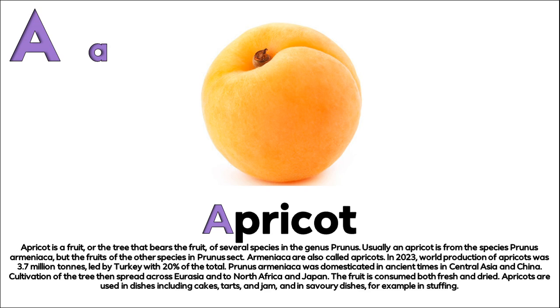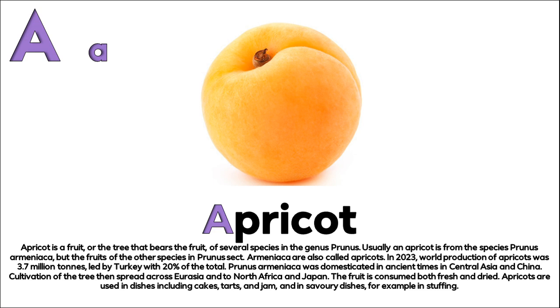A. Apricot. Apricot is a fruit, or the tree that bears the fruit, of several species in the genus Prunus. Usually an apricot is from the species Prunus armeniaca, but the fruits of the other species in Prunus sect. Armeniaca are also called apricots. In 2023, world production of apricots was 3.7 million tons, led by Turkey with 20% of the total. Prunus armeniaca was domesticated in ancient times in Central Asia and China.